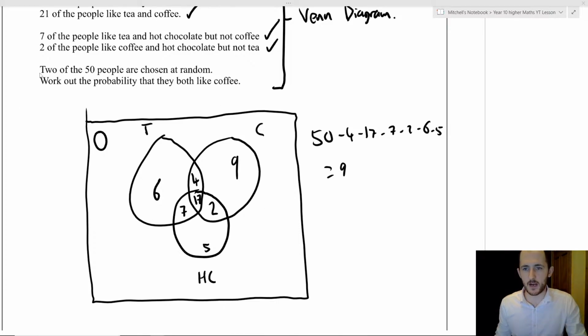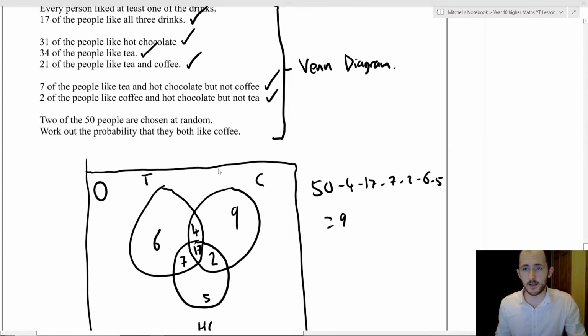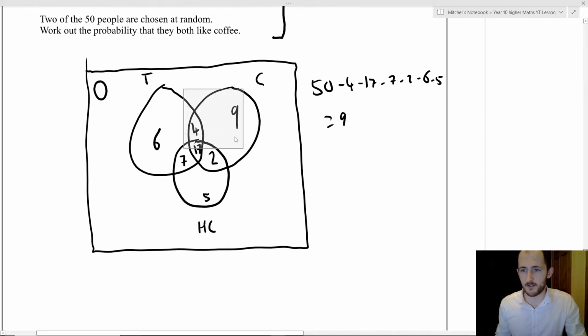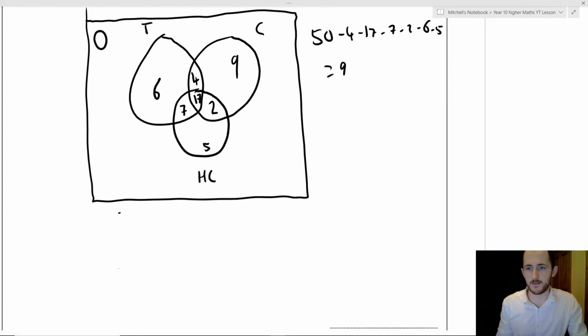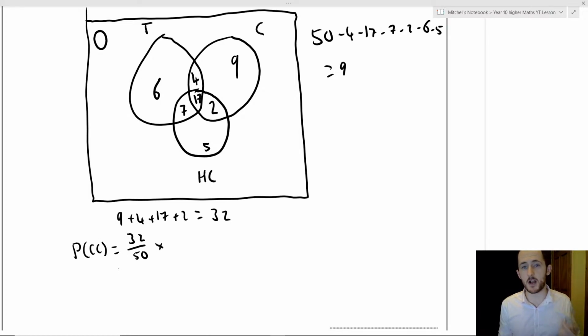So all we need to do now is work out the probability that they both like coffee if 50 people are chosen at random. So the number of people that like coffee are all of these people in the diagram here. So we have 9 plus 4 plus 17 plus 2, 13, 30, 32 people. Probability that they both like coffee, it's going to be 32 over 50. Now they won't choose the same person again, so we subtract 1 from the number of people that like coffee and 1 from the total number of people.